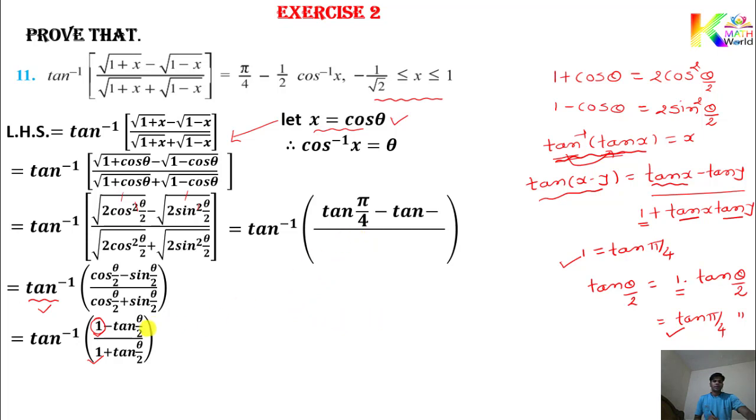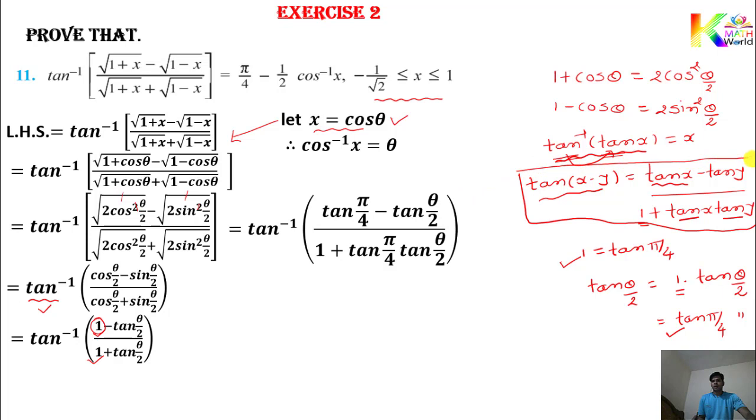tan inverse of tan pi by 4 minus tan theta by 2 over 1 plus tan pi by 4 into tan theta. Okay, so you got which format? You can see here. You got this format: tan x minus tan y over 1 plus tan x into tan y. So x is which one? Pi by 4, and y is which one? Theta by 2. So this is the formula. So you get tan inverse of tan of pi by 4 minus theta by 2 using this formula.